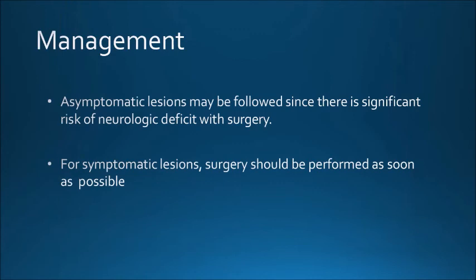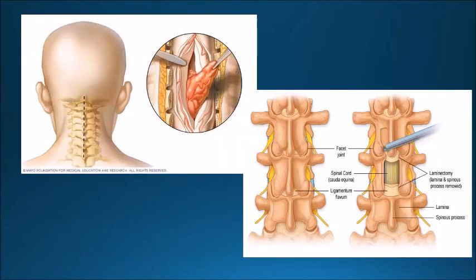Now coming to the management of spinal cord tumors. Asymptomatic lesions may be followed since there is significant risk of neurological deficit with surgery. For symptomatic lesions, we usually perform surgery as soon as possible to prevent neurological deficits. We generally go for the posterior approach for any kind of spinal cord tumor.